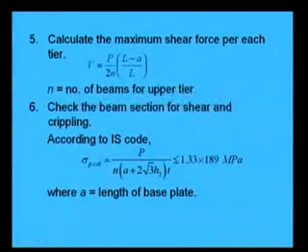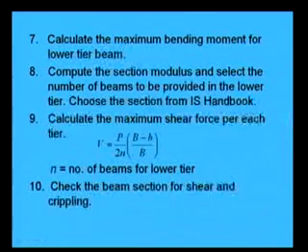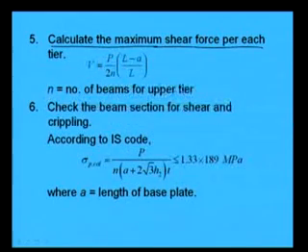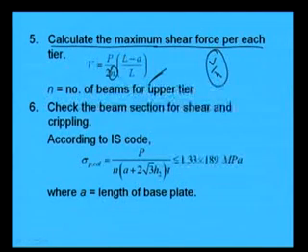Now, calculate the maximum shear force per each tier. That also we know the formula: P by 2 into L minus A by L. For n number of tiers it will be divided by n. So, maximum shear force per each tier will become V by n, that is P by 2n into L minus A by L, if n is equal to the number of beams for the upper tier.